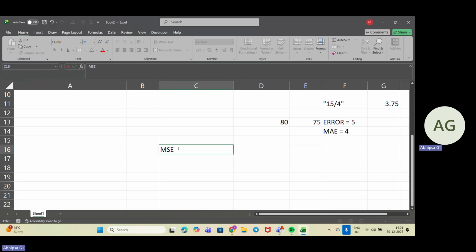So what is MSE? That is mean squared error. Mean, of course, means the average. Squared means multiplying the number by itself, that means we are getting the square of it, and error is, of course, the mistake. So we are taking the average of the squared mistakes.